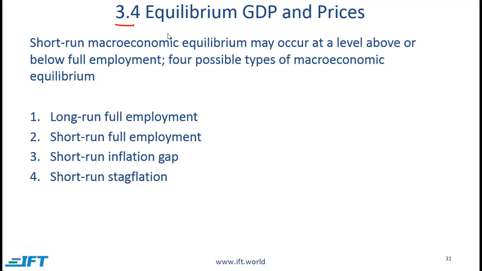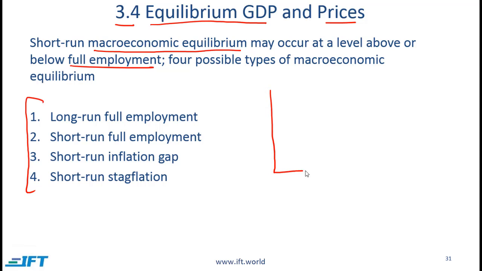Section 3.4, Equilibrium GDP and Prices. Short-run macroeconomic equilibrium may occur at a level above or below full employment. There are 4 possible scenarios which we will talk about, but first I want to make sure you understand 2 important terms over here: macroeconomic equilibrium and full employment.